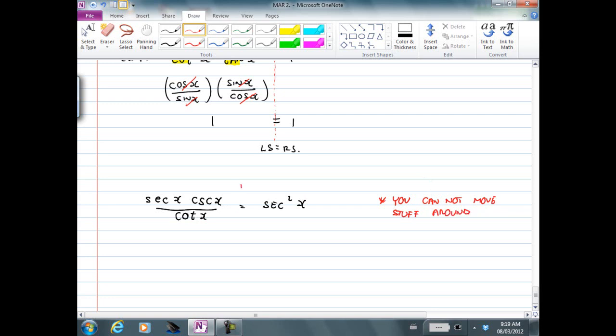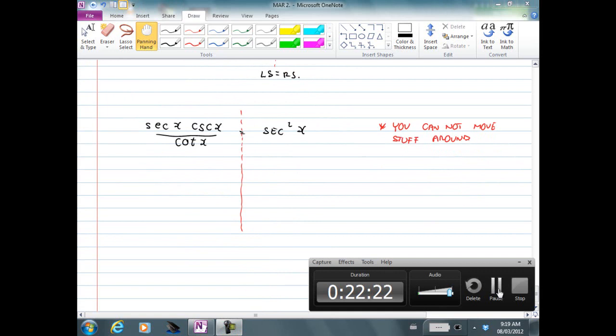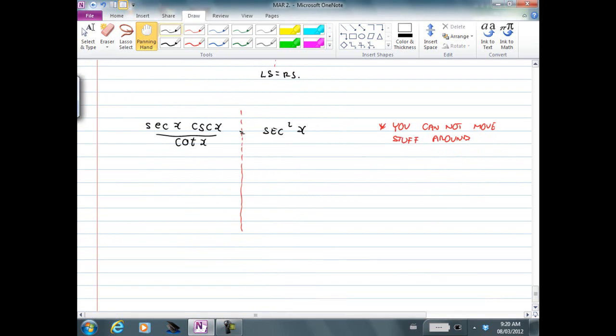First thing I like to always do, draw a line right down the middle. Just right down, and keep it simple. Secant squared x, you can rewrite this as 1 over cos squared x. Okay? Not bracket squared, but I just go 1 over cos squared x. I'm going to pause it. So I look at the left side. I see a bunch of secant, cosecant, and cotangents. I can't do anything, so I'm going to convert.